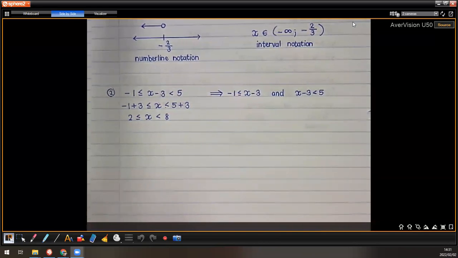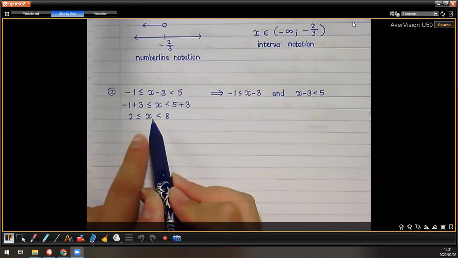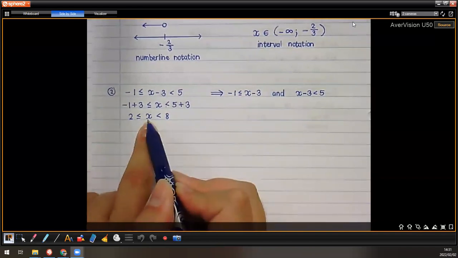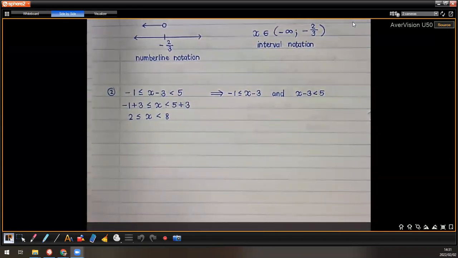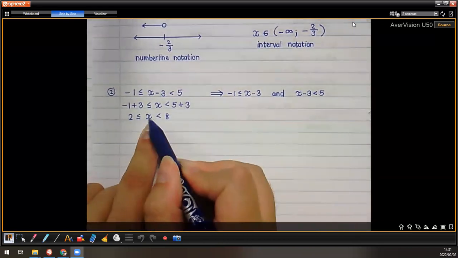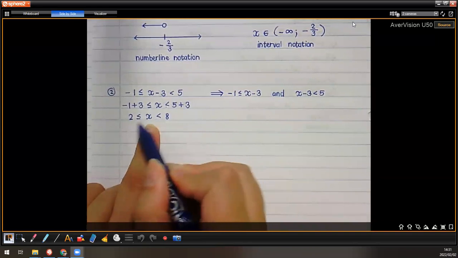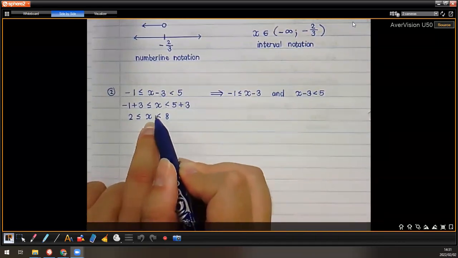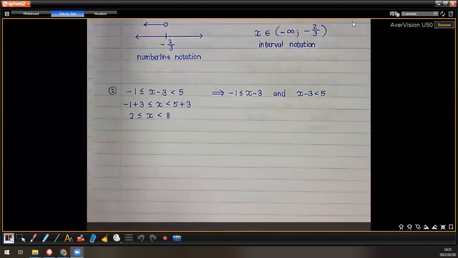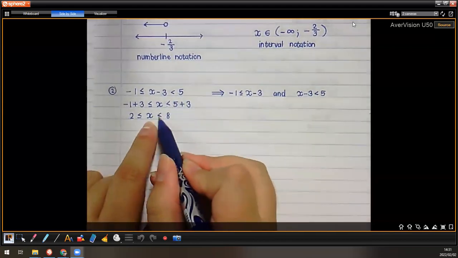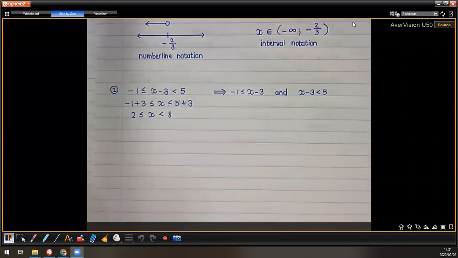So now this is saying, guys, that x has to be, if we're reading it from the x out, x has to be bigger than 2, right? Do we see the bigger part of the symbol is pointing towards the x, the open part? So x has to be bigger than 2, but it can also be equal to 2. Do we see that in this one? And then at the same time, x must also be smaller than, because the smaller point is now towards x. x must be smaller than 8. So x has to be bigger than 2, but smaller than 8 at the same time.